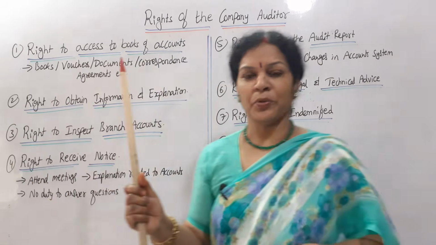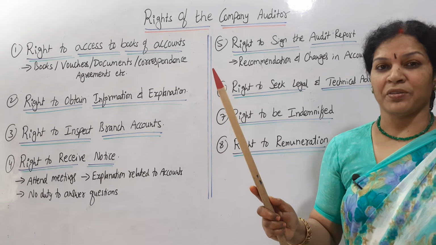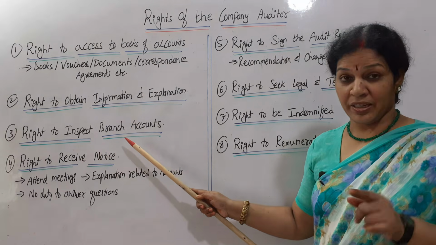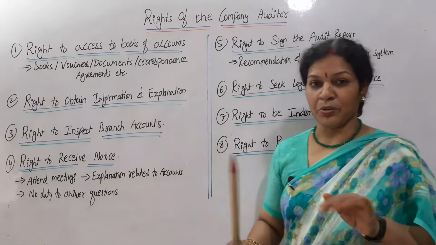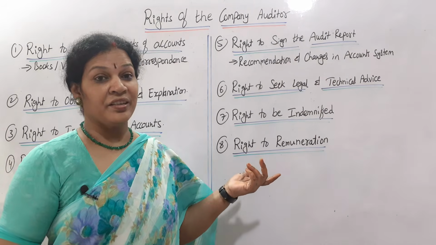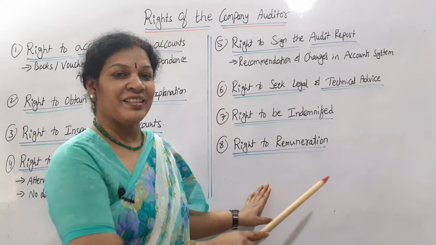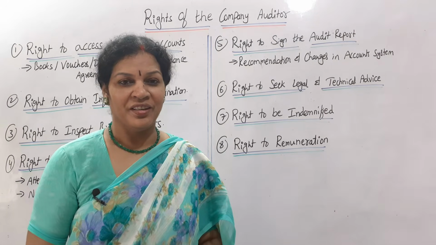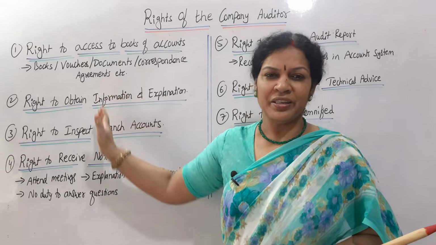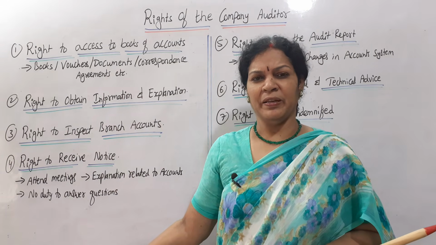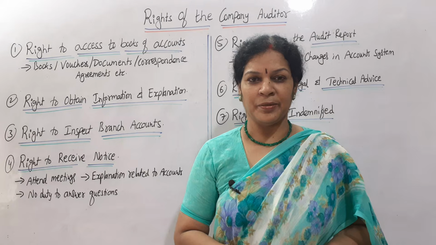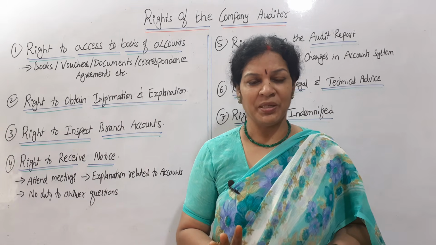But in the initial part, first he has a right to access the books, he has to get the information, right information, explanation, whatever he wants he can get it, and also he can inspect the branches, and also he can receive the notices, and also he can sign on the audit report, and he can get this legal and technical advice. Right to indemnify. Lastly, we are talking about the right to remuneration. Am I clear? If you just remember the process, how the auditing is going on, you can get the points. You can remember these points simply. Starting and ending. In between, what is the process of auditing? According to that, his rights. Easy to remember, no need to memorize much. Am I clear? Take a screenshot or note down.